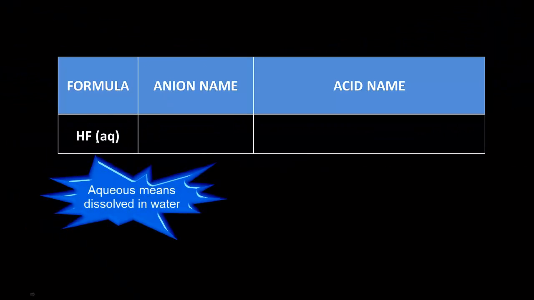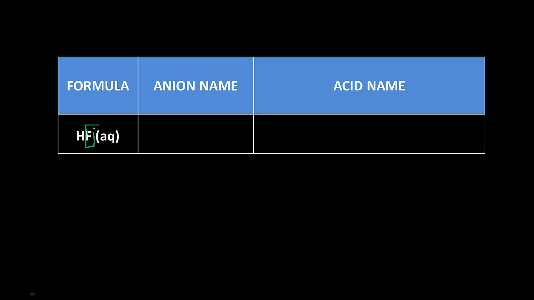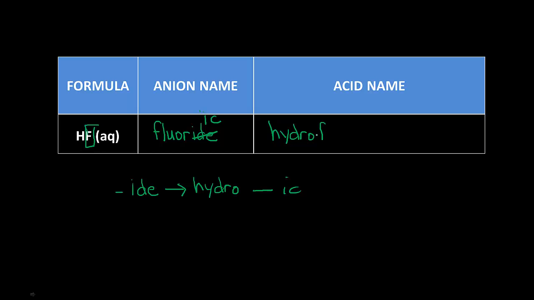Next example, HF. Remember, it's aqueous, which means it's dissolved in water. So we're going to take everything that's after the H, our anion, which is the F. So our anion name would be fluoride because F stands for fluorine, and when it changes to an ion, the INE changes to IDE, so it's fluoride. Now if you remember our saying, I took a ride on a hydraulic plane. So hydro, ic. So we are going to change the IDE to ic, and then we're going to put hydro on the front of it. So hydrofluoric. And then don't forget, it's an acid. We know it's an acid because it begins with the letter H, so we're going to write acid.